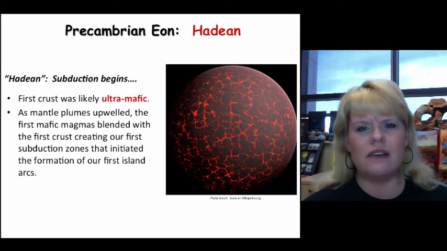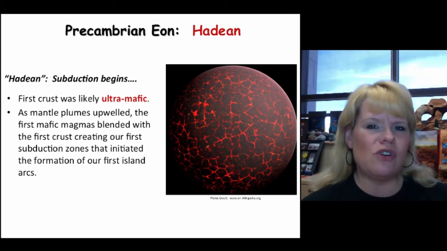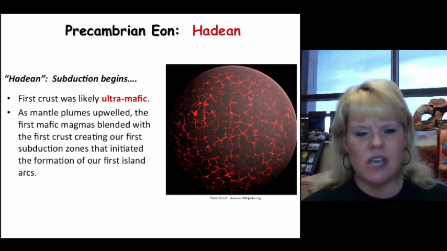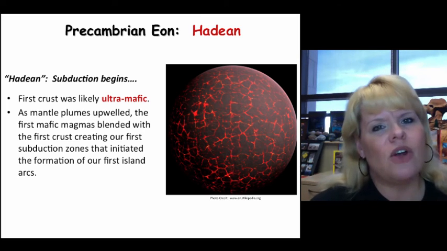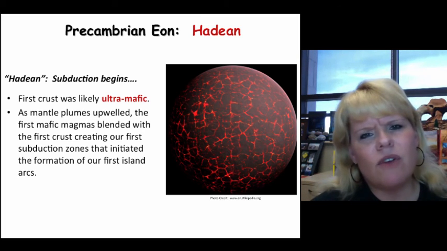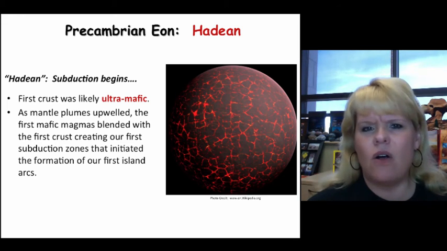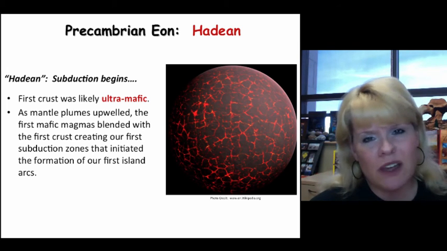As those blended and created new chemistries, we began to have more dense material hitting less dense material, creating our first subduction zones. And probably this would lead to the formation of our first island arcs. Since most island arcs are created very similarly to this today, we believe that's how the first island arcs were made, through initial blending of magma.